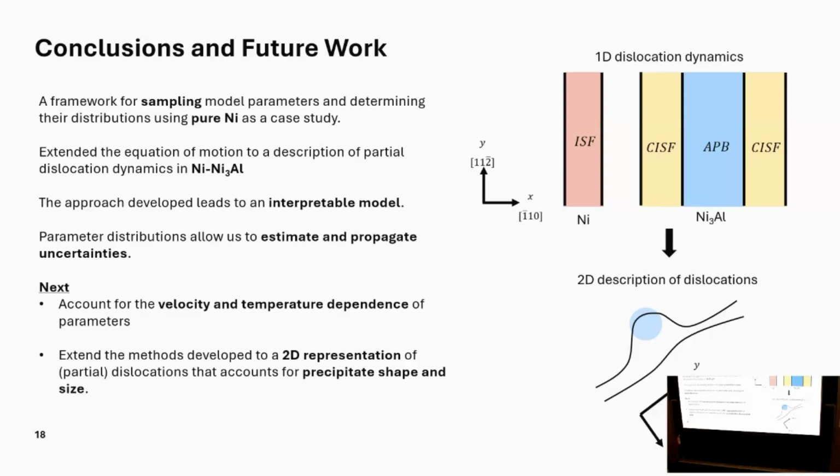Next is to consider this velocity dependence that I've shown in the drag coefficients, explicitly apply that in the model, and then also maybe look at temperature effects. Finally, what we would like to do is go from this kind of representation to a 2D representation, which would also allow us to take into account things like precipitate shape and size.